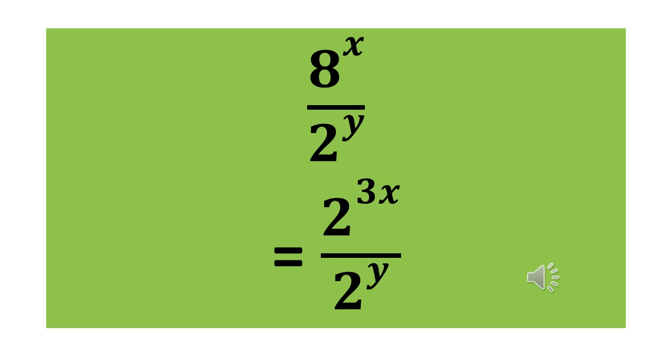The first thing we're going to do is to simplify 8 raised to power x to have the same base as the denominator 2 raised to power y. So if you simplify 8 to 2 raised to power 3, then 2 raised to power 3 is 8. So we have 2 raised to power 3, then times the x, that's 2 raised to power 3x over 2 raised to power y. So they now have the same base, numerator and denominator.